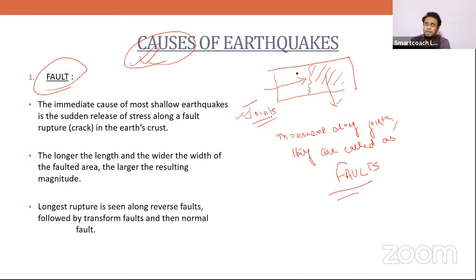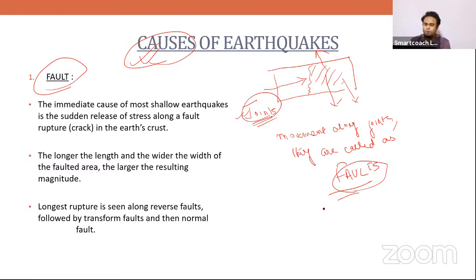A joint is nothing but a crack, but in case of joints, there will be no apparent movement of the rock. But after the formation of a crack, when there is a movement of the rock, either in the upward direction or in the downward direction, when there is an apparent movement, those joints are called faults.